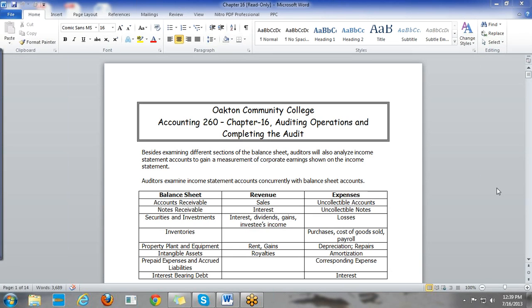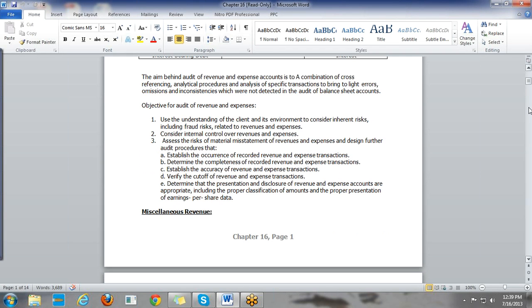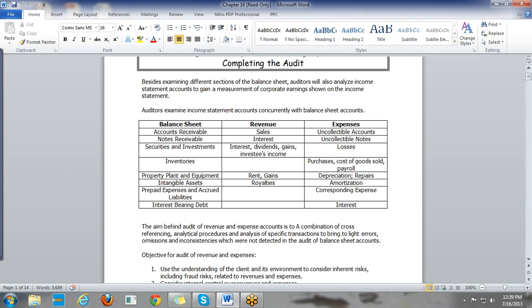Now we are ready to complete the audit, but there are a few steps that we need to take before we finish the audit. So what are those steps? Let's discuss those. Besides examining different sections of the balance sheet, auditors will also analyze income statement accounts. We looked at every component of the balance sheet so far, but we do not specifically go and do testing on income statement accounts because they are being sort of tested indirectly. There are some cases where we do direct confirmation, but let's talk about how the indirect confirmation happens.